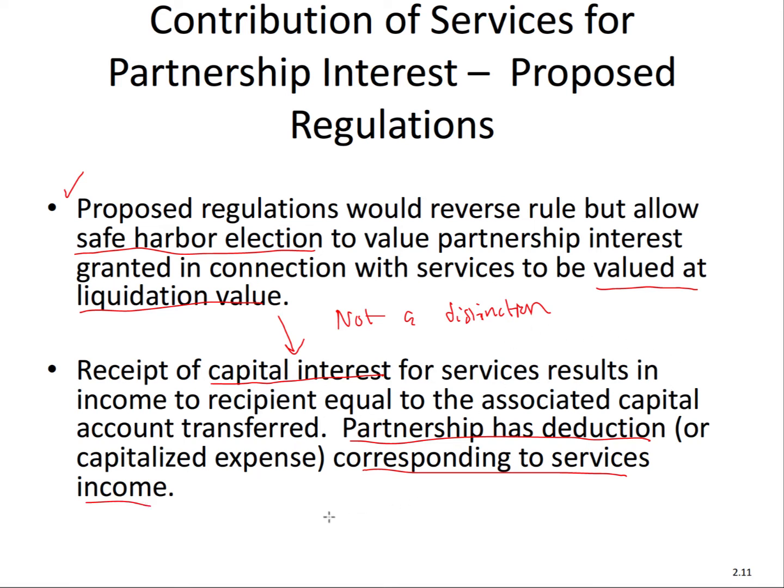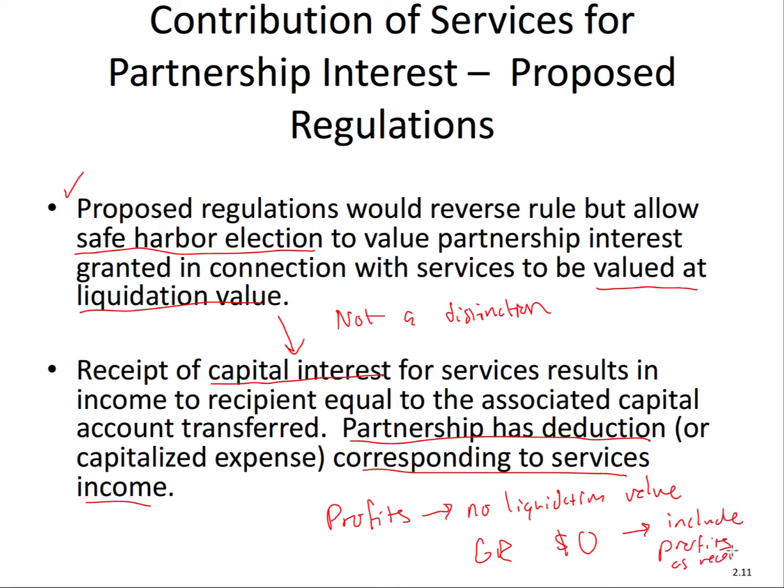Now, that's for capital interest. For a profits interest, as I said, a profits interest under the definition economically, there is no liquidation value. No liquidation value. So when a profits interest is received, the general rule is that you include nothing. But you do include profits, so we include profits as they're received. So basically the profits interest holder would include profits as received, but when the profits interest holder receives the actual partnership interest, they do not have to include that value because the value is going to be zero. So it is a taxable event, but it's going to be zero.